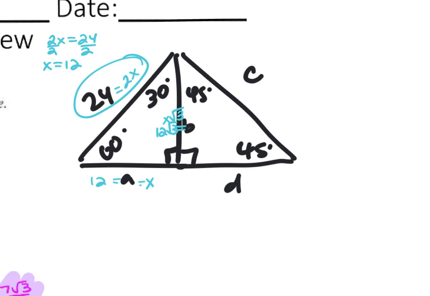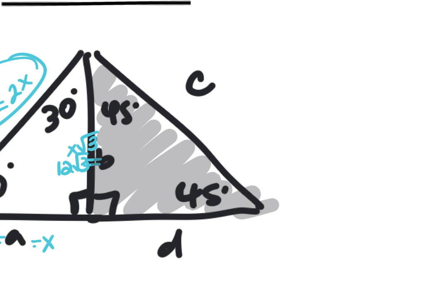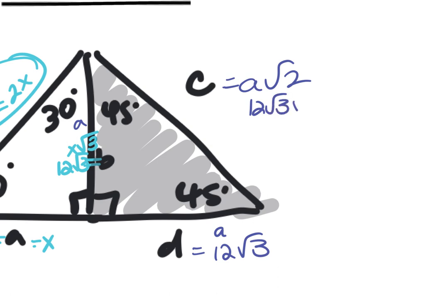But then you have to complete the triangle on the right. The triangle on the right is a 45, 45, 90 triangle. The side lengths opposite the 45s are normally your A's. So this would be A, this would be A, and opposite the 90 is A root 2. So the 12 root 3 that's on the B side would also be here, because it's an isosceles triangle. Opposite the 45s are going to be the same. And then opposite the C would be 12 root 3 times root 2, which is 12 root 6.